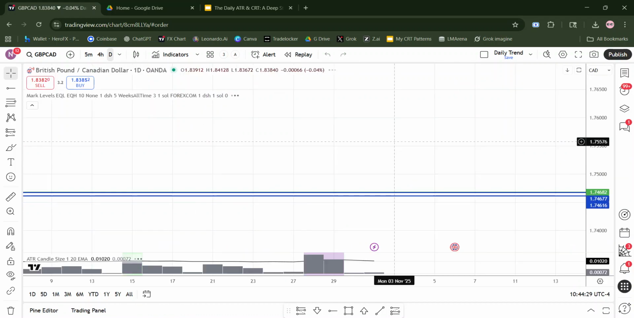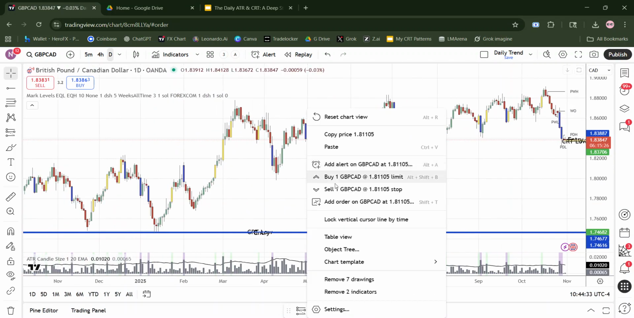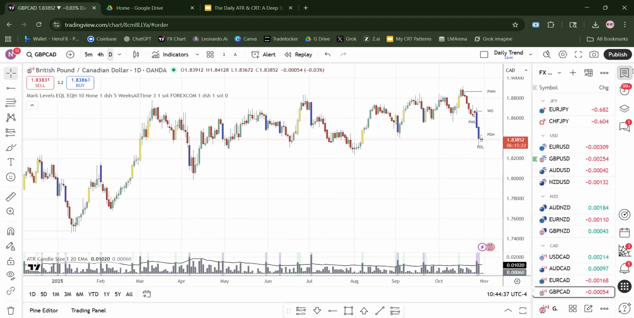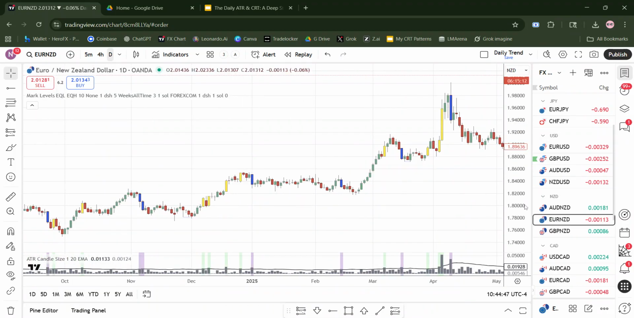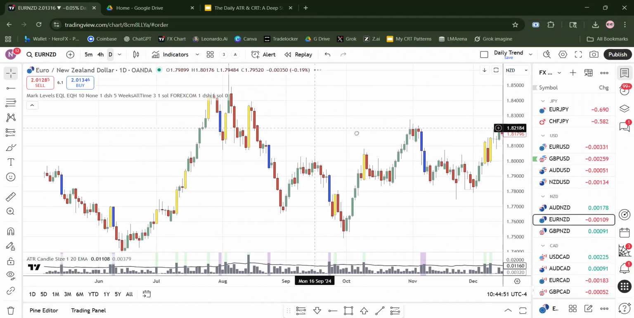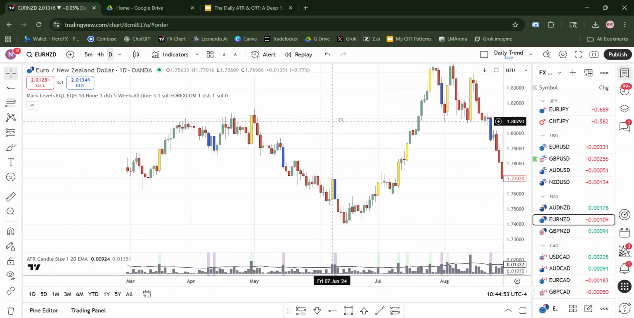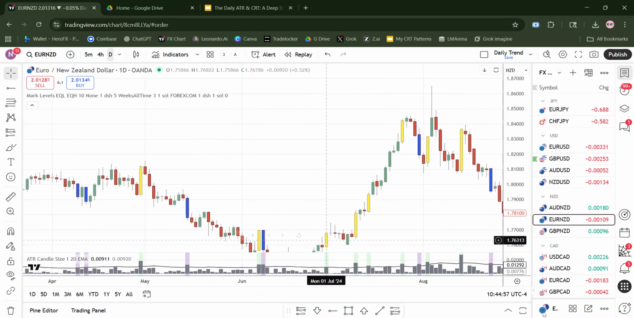All right. So let's do one more long example and then we'll wrap this up because that one wasn't the best one. So we'll see if we can find something a little cleaner. Let's try Euro New Zealand. Okay, looking for the blue candles. Okay, this one may work.